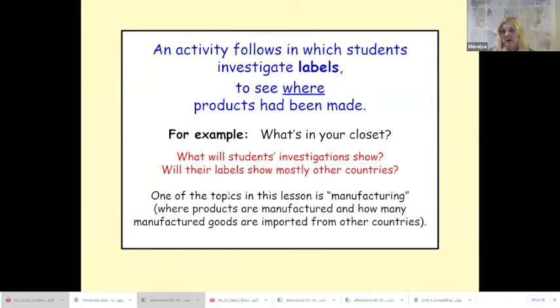This is where we either send them home, if they're in person, or if they are already at home virtually, they can go through and look in their closets, look in their pantries, wherever, and see where they can find labels showing where these products have been produced or manufactured.